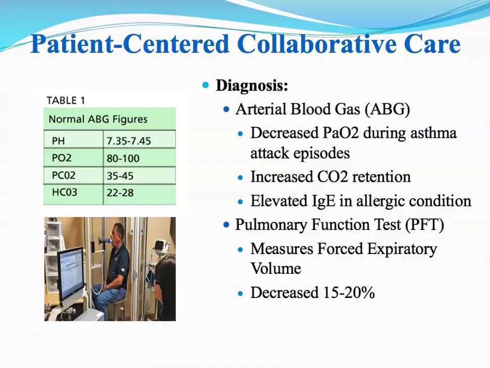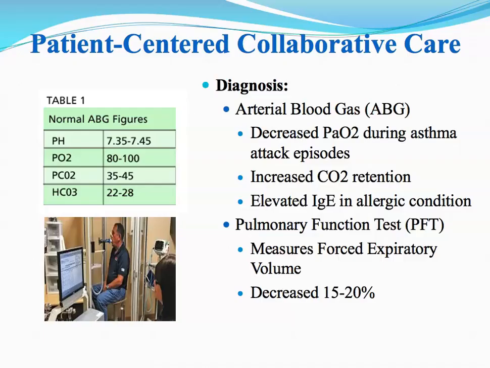If they have a lot of inflammation, again with asthma, because it's an obstructive airway disorder, they will have higher CO2 levels because they can't expel that extra CO2. If they have an allergy-like response or trigger, then we may also see IgE, which is basically your antibody that becomes elevated when we have an allergy response to something.